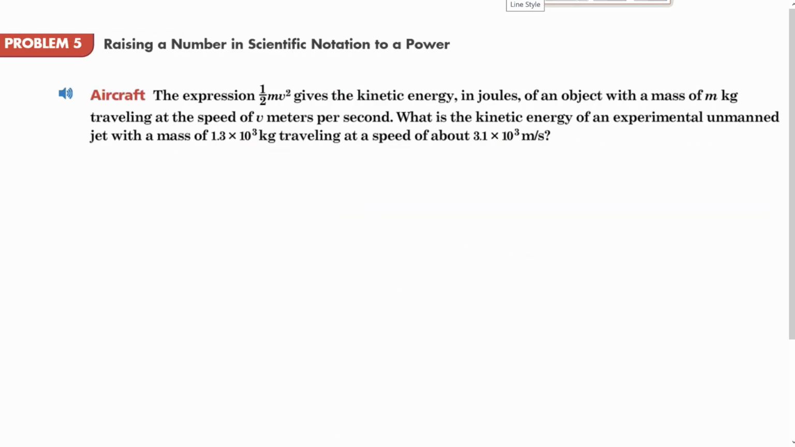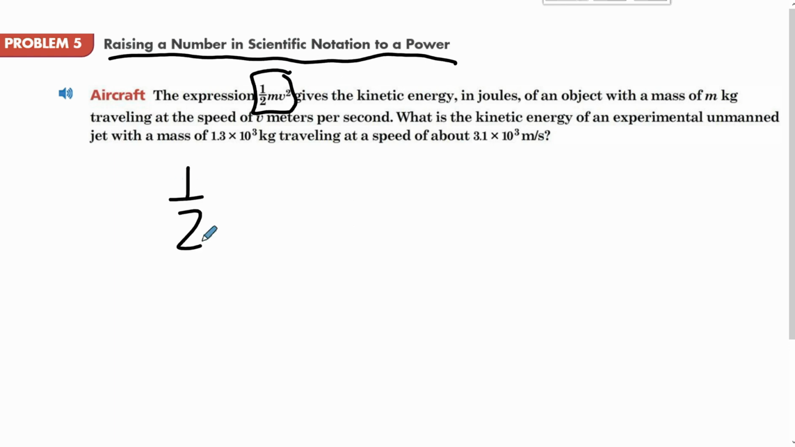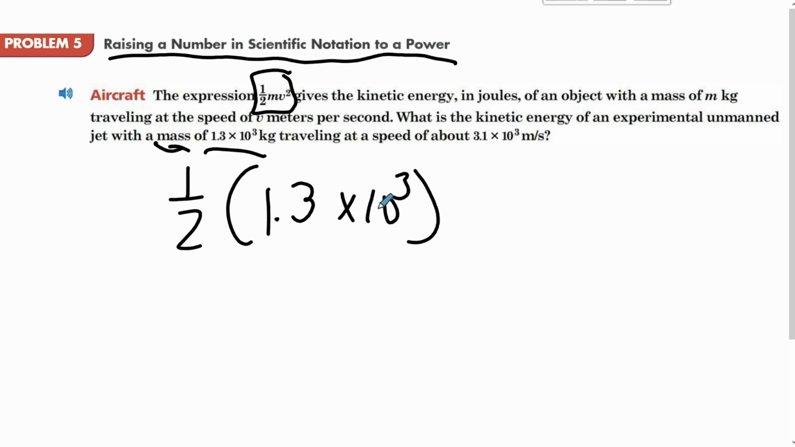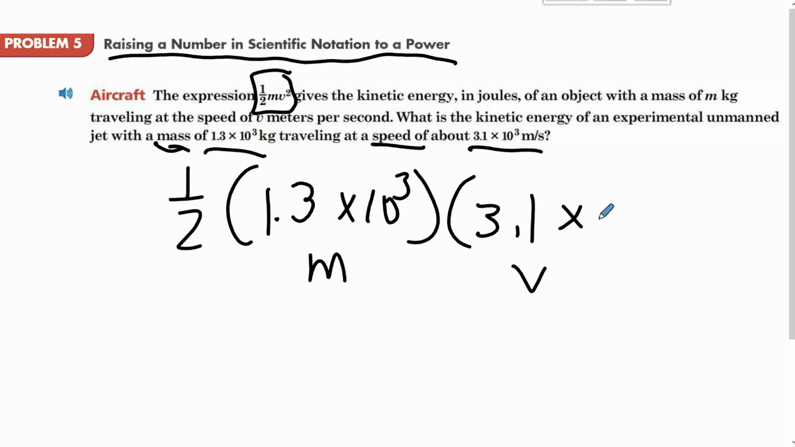Okay, so here's the last one, the hardest one. It's putting it all together, but it's doing it in scientific notation. So we have this equation here, half of our mass times velocity squared. And so it's going to give us our mass right here. Mass is 1.3 times 10 to the third. And then our velocity, that gives us our speed, is right here. So we're plugging in that equation, 1/2 m times v.